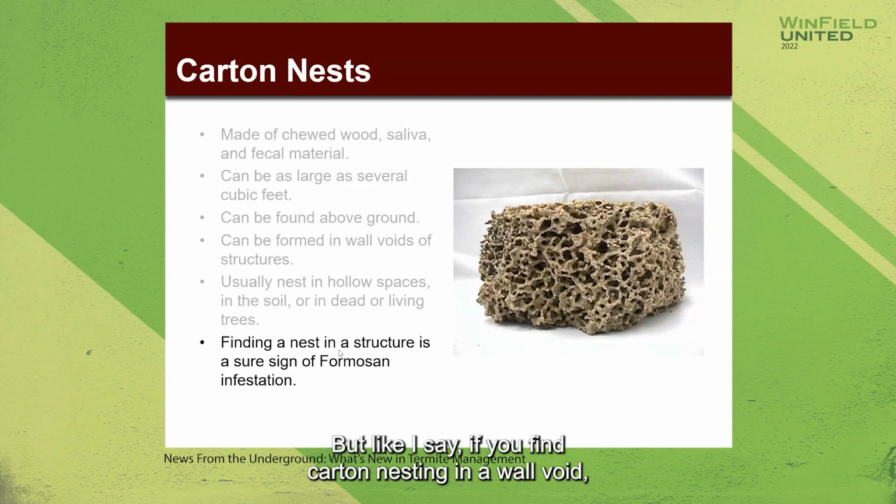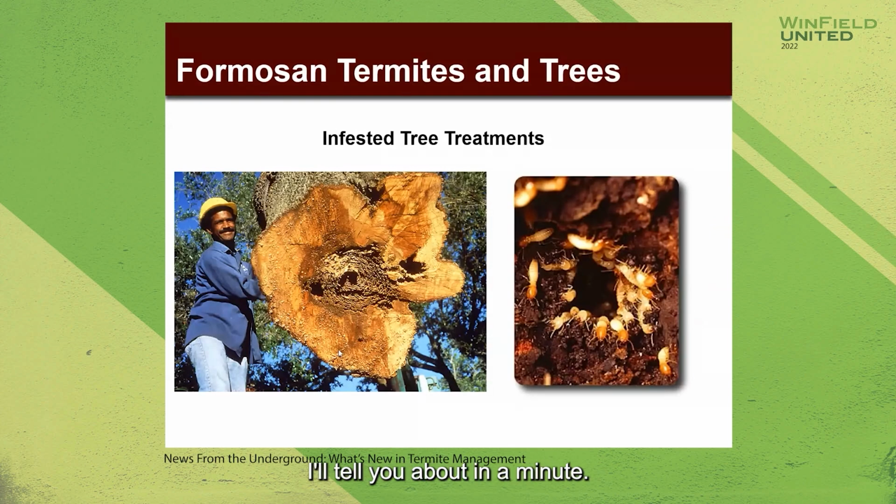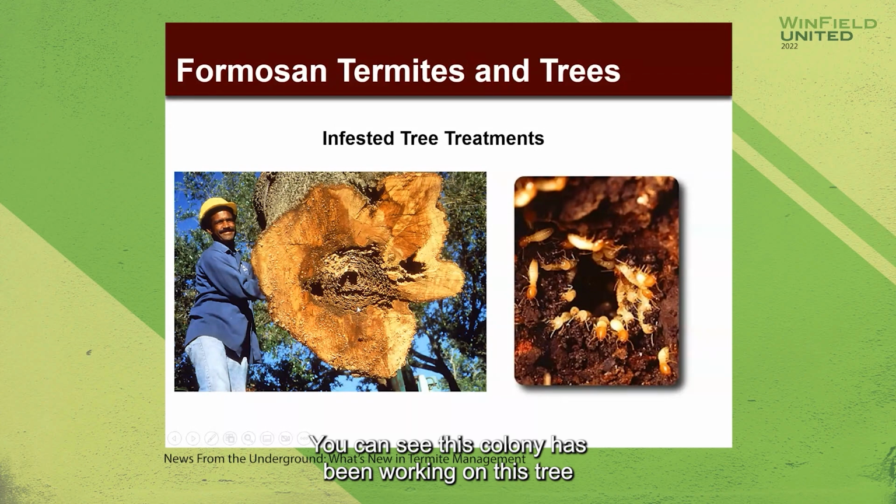But like I say, if you find carton nesting in a wall void, you are dealing with Formosan termites or a closely related invasive species that's now in the United States. I'll tell you about that in a minute. So this is a tree that's infested with Formosan subterranean termites. This is a problem. You can see this colony has been working on this tree for a very long period of time. They've hollowed out the center of the tree and replaced that hollow void with carton nest.